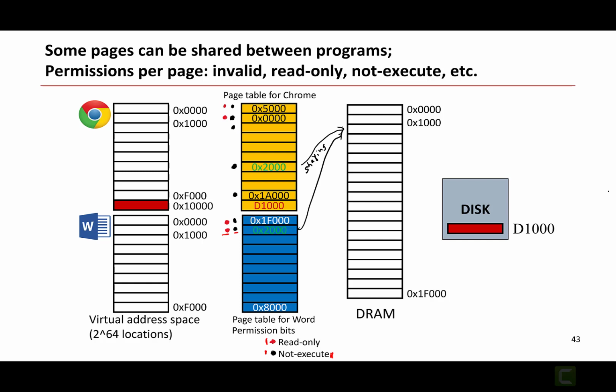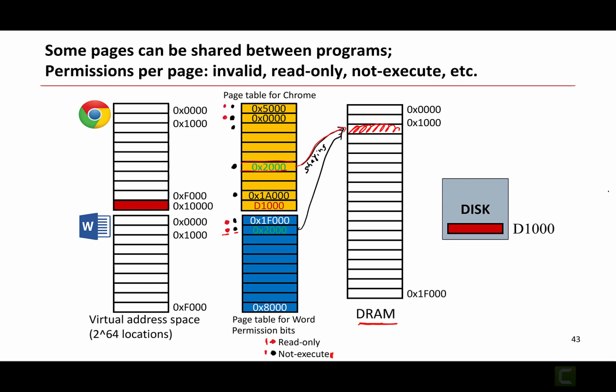Well, let's say I have two programs which both trust each other, and let's assume that Google and Microsoft trust each other, and so the Chrome browser happens to use the same libraries that Microsoft Windows happens to use. Now if both of them share the same library code, there is no reason why you want to have two duplicate copies of that in your physical main memory.